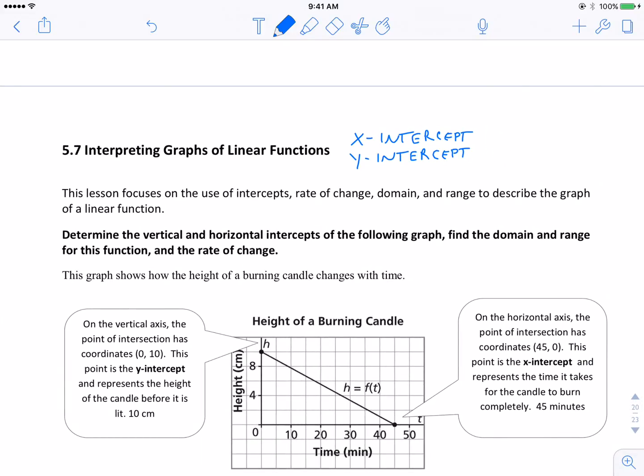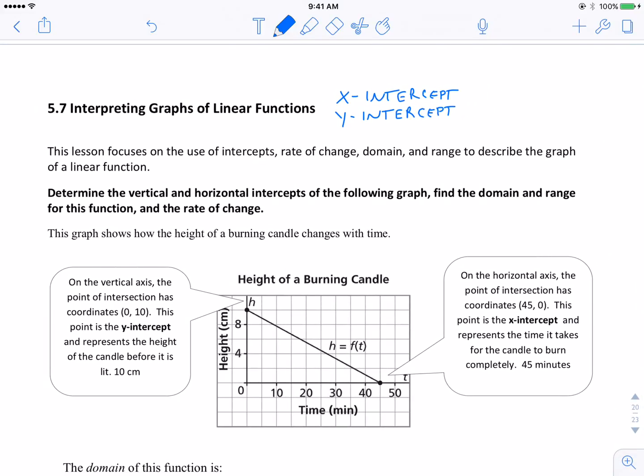So 5.7, interpreting graphs of linear functions. This lesson focuses on the use of intercepts, rate of change, domain, and range to describe a graph of a linear function. Determine the vertical and horizontal intercepts of the following graph. Find the domain and range for this function and the rate of change. This graph shows how the height of a burning candle changes with time.